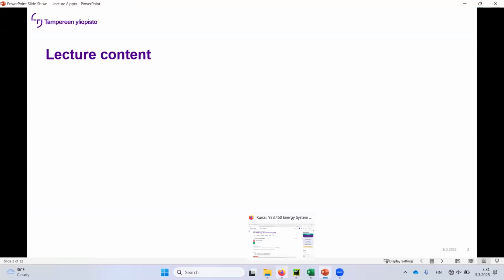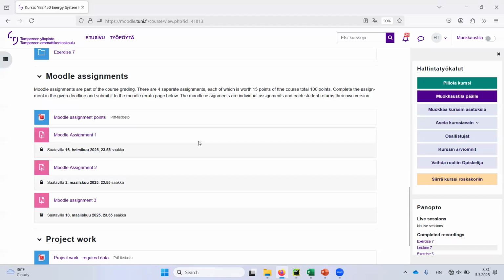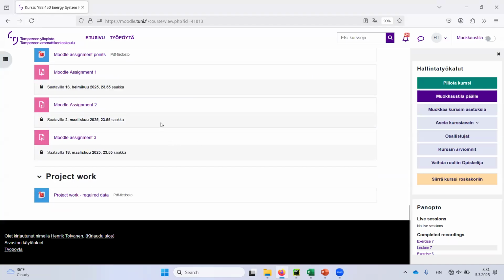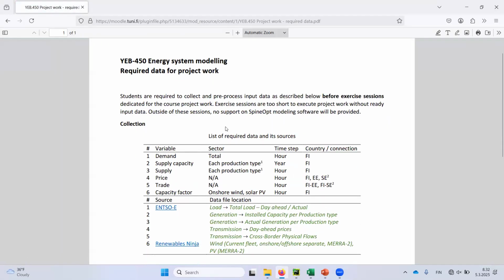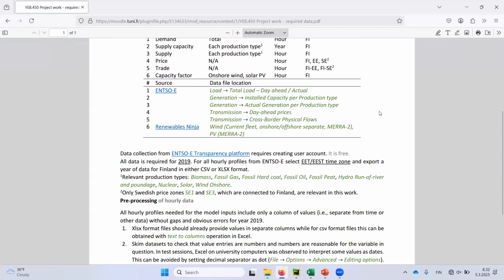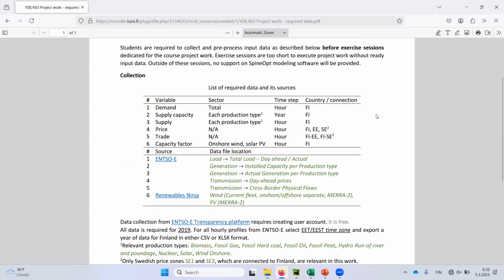And remember, there is the Moodle assignment 3, and Moodle assignments 1 and 2 have closed. This is available till the 18th of this month. For the project work, you now already have the required data collection sheet in here, so you can see what kind of data you need for the project work.